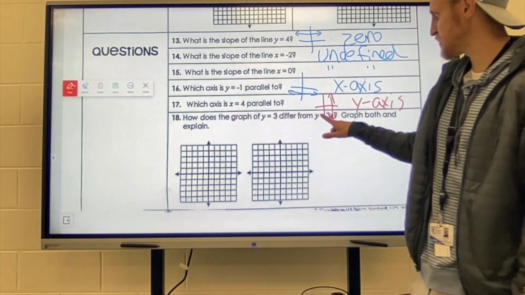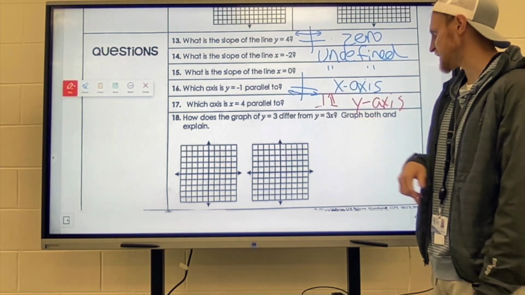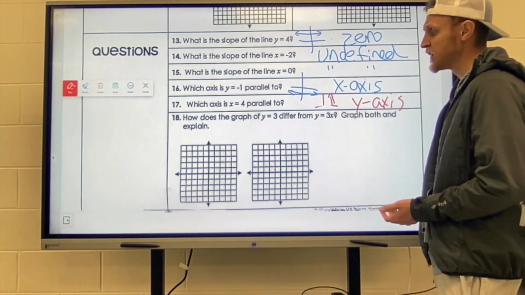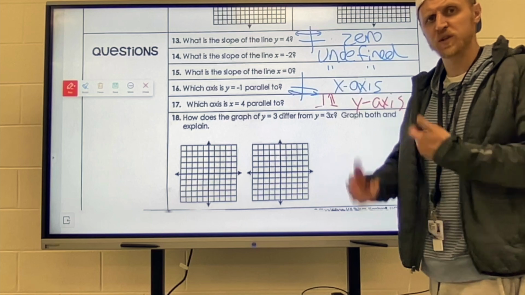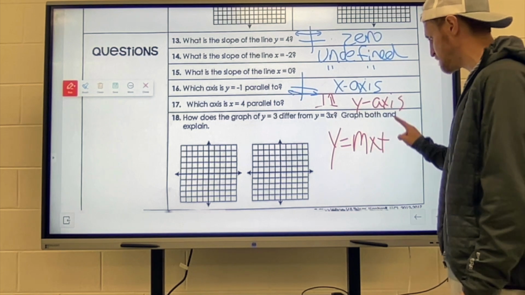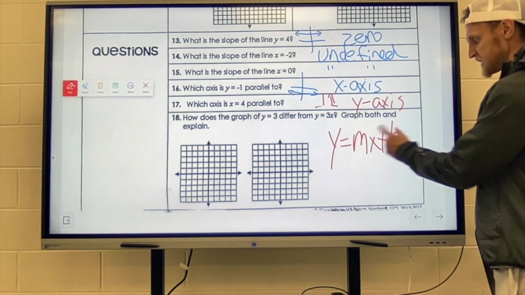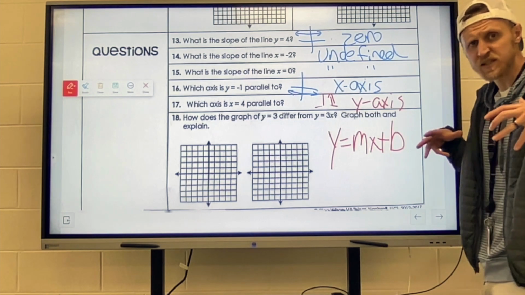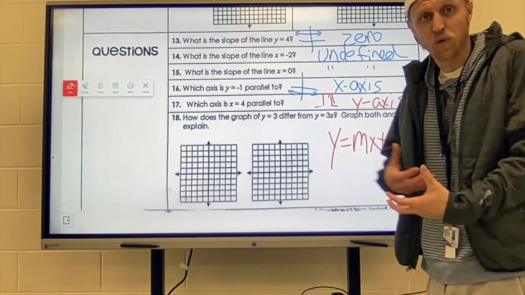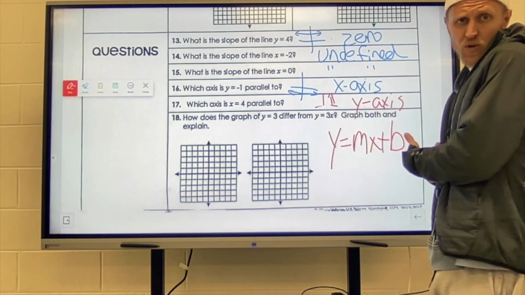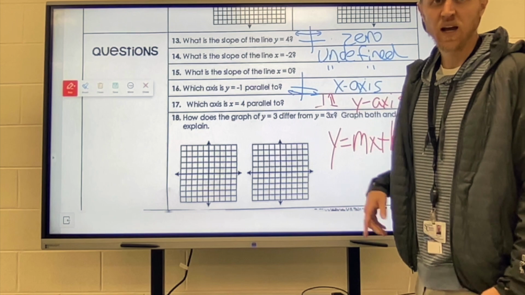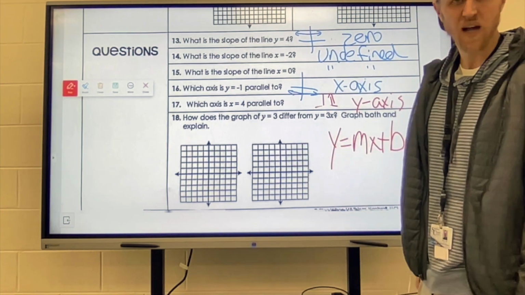How does the graph of y equals 3 differ from the graph of y equals 3x? Graph both and explain. This is kind of a neat way, and we talked a lot about this type of stuff when we did slope-intercept form. So this is like right when we started graphing. We talked about how we're dealing with y equals mx plus b, and how if one of these pieces, either the mx or the b, is not there, it doesn't mean that it doesn't exist as much as it means that it's just 0, right? Because we don't need to write plus 0. That's redundant. So there's going to be things missing in these, and we can still graph the lines. They're just going to make different types of lines.